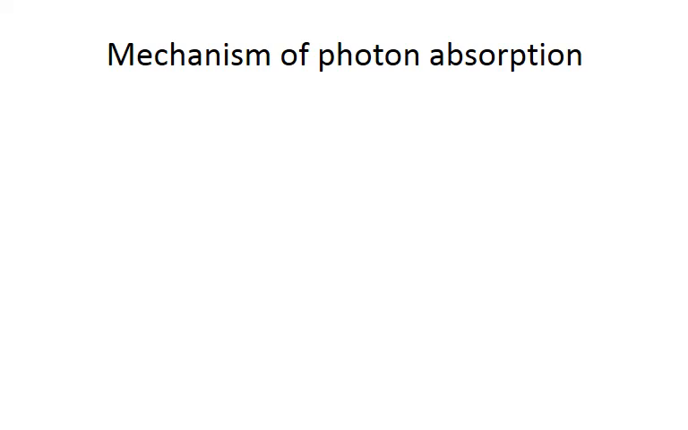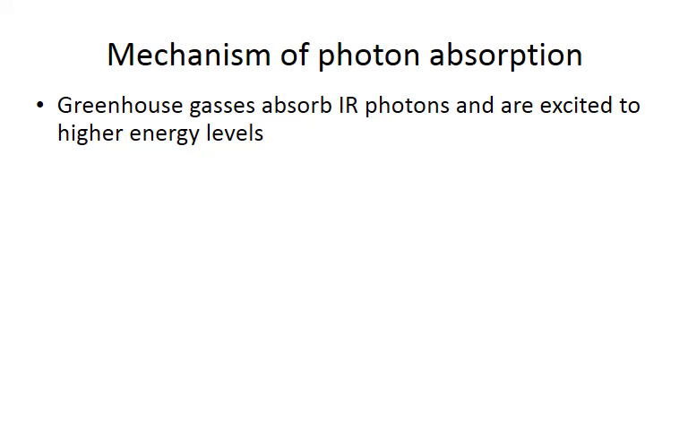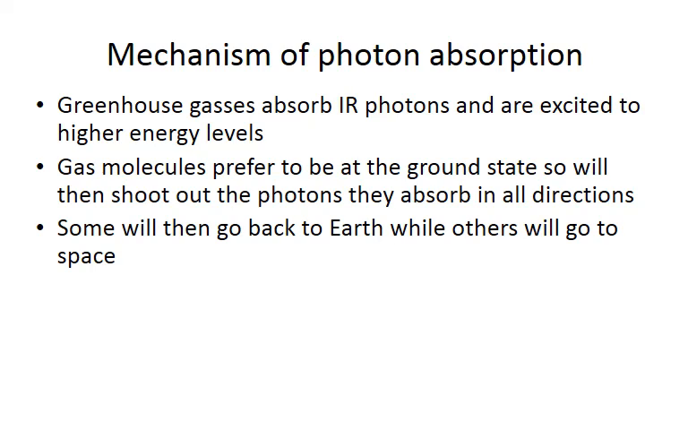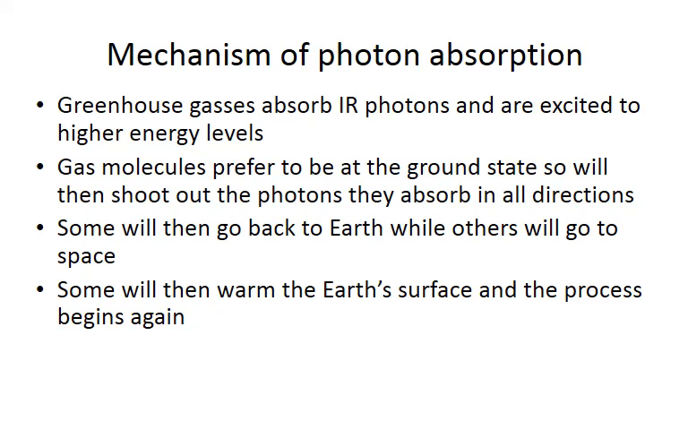When we talk about the mechanism of photon absorption, it's important to be able to describe that. The greenhouse gases absorb infrared. They're excited to higher energy levels. And the gas molecules want to be at the ground state, so they're going to shoot out the photons once they receive them. And they're going to shoot them in all directions. And then some of them will come back to Earth, where the Earth will receive those again, warm up the Earth, and the Earth will send infrared back out. And the process begins again.